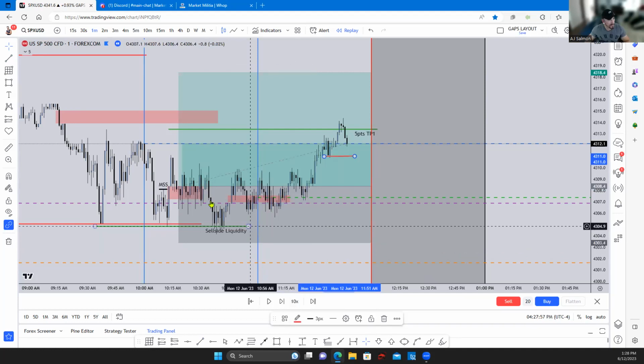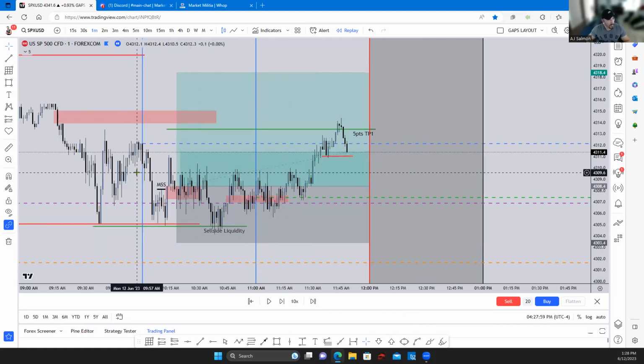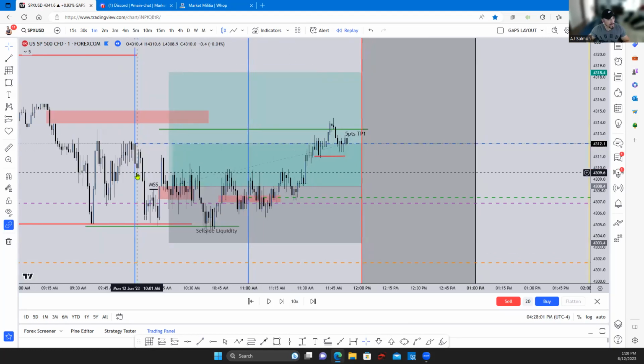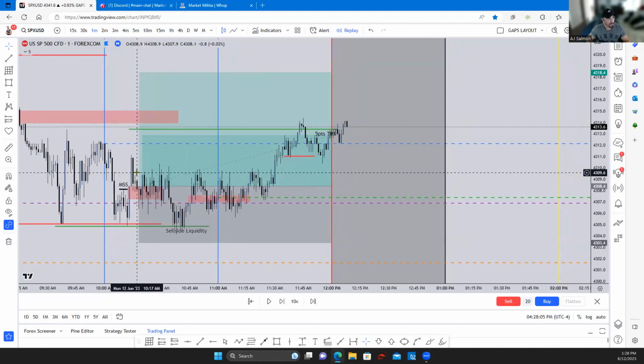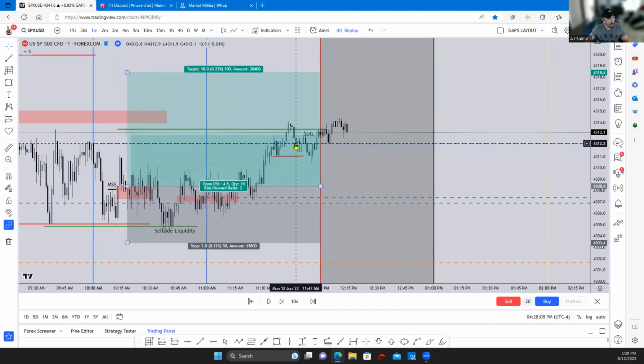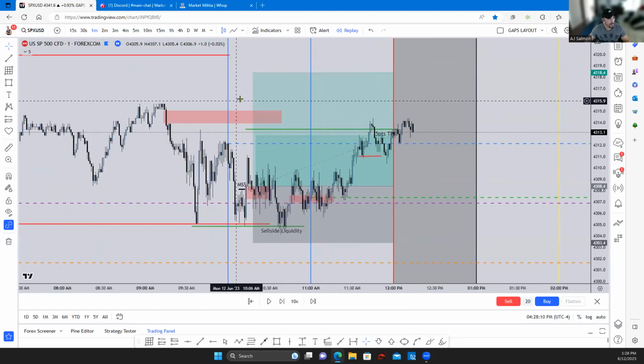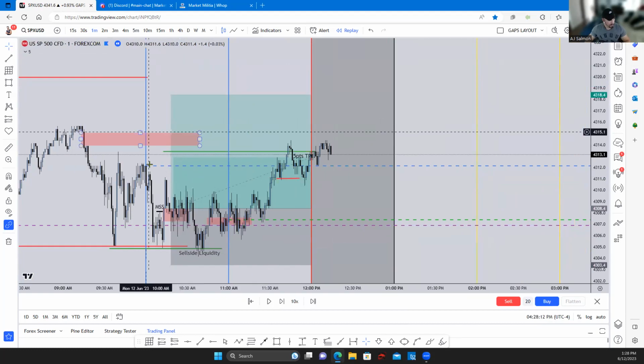Let's do this there. Okay. Price almost takes you out there. Definitely probably takes you out there. So I would want to be out here at 5 points, secure your 1-to-1.